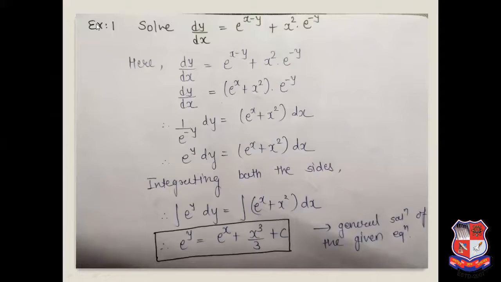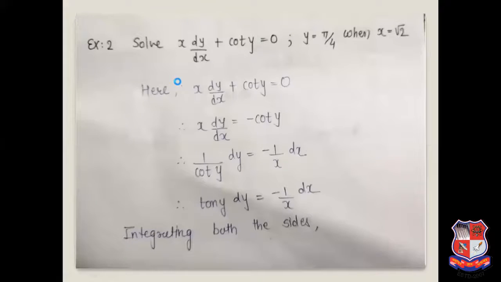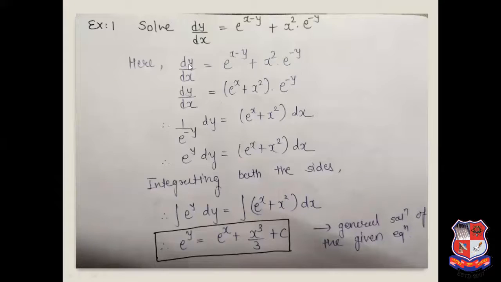Now see the first example: solve dy by dx equals e raised to (x minus y) plus x square into e raised to minus y. If we have to solve this equation by the variable separable method, then our first step is to separate variable x with dx and variable y with dy. So here the equation is given: dy by dx equals e raised to (x minus y) plus x square into e raised to minus y.